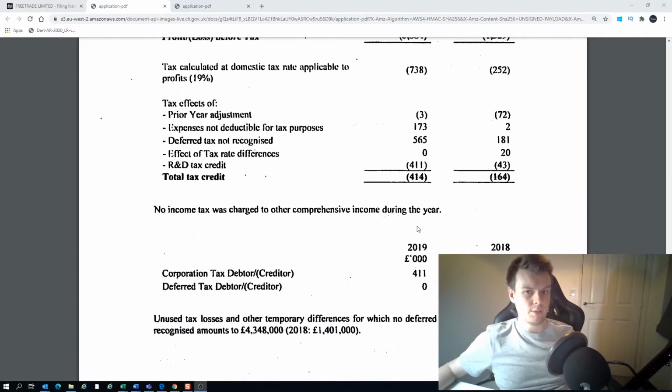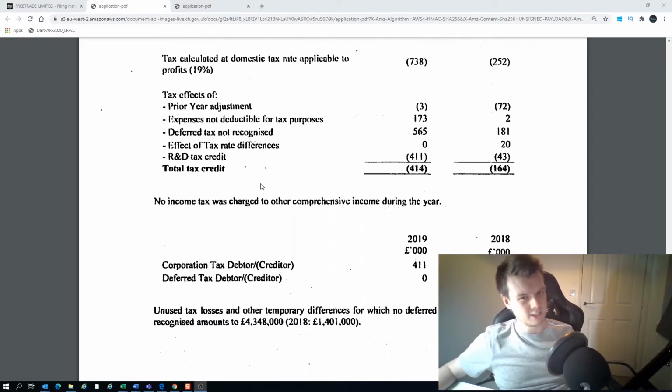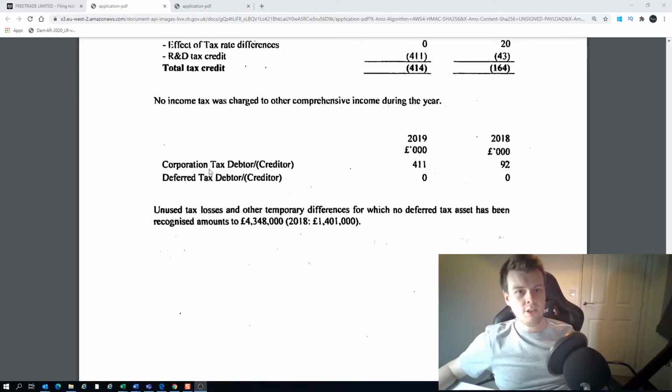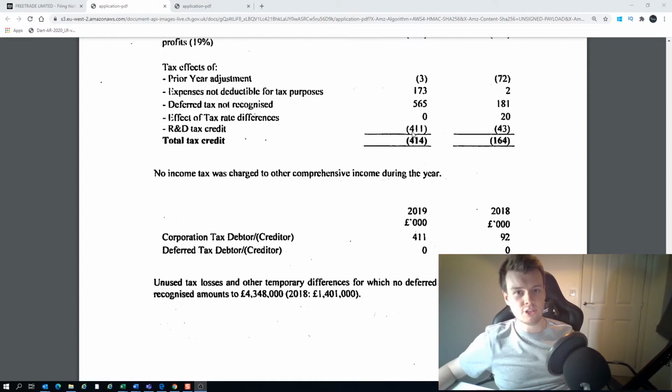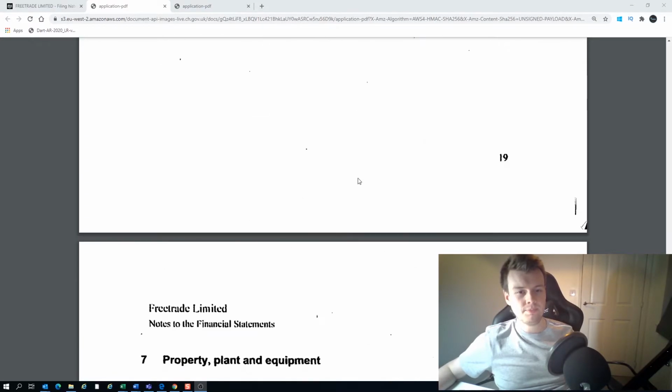So effectively they're not going to pay any tax on a loss, are they? But they can obviously reclaim tax if they've spent it on eligible items like R&D tax credits. You can see at the end of the year they had 411,000 outstanding from reclaiming corporation tax, which would be in relation to that tax balance above.